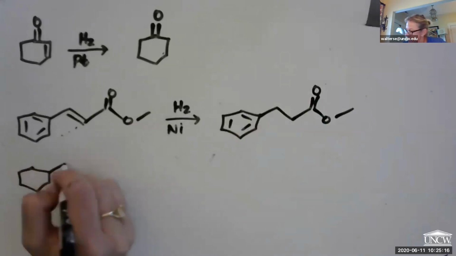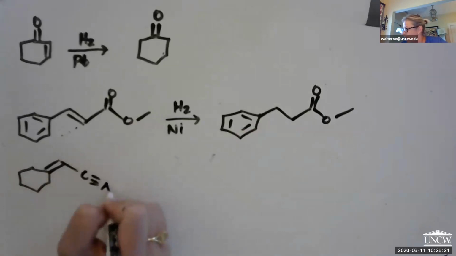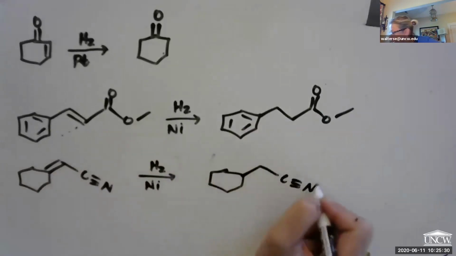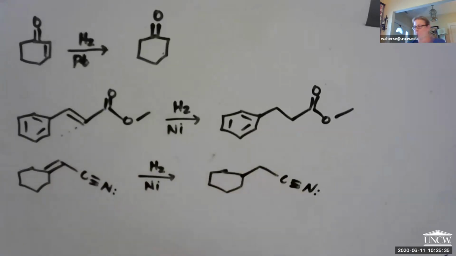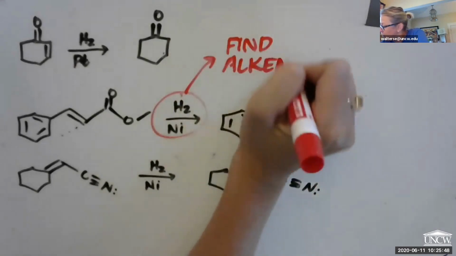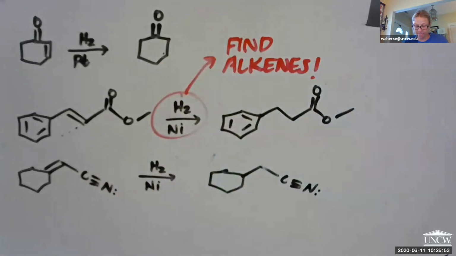Okay. Let's say you have a nitrile, hydrogen over nickel. The only thing you can reduce is the alkene. So when you're doing these reactions, find your alkenes, and leave the rest alone. Are there questions about this reaction? Okay.